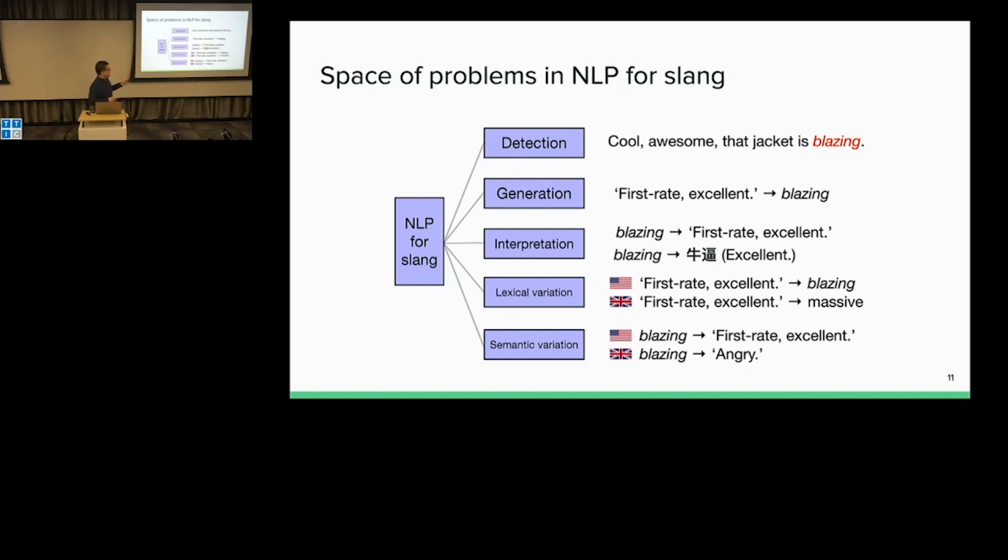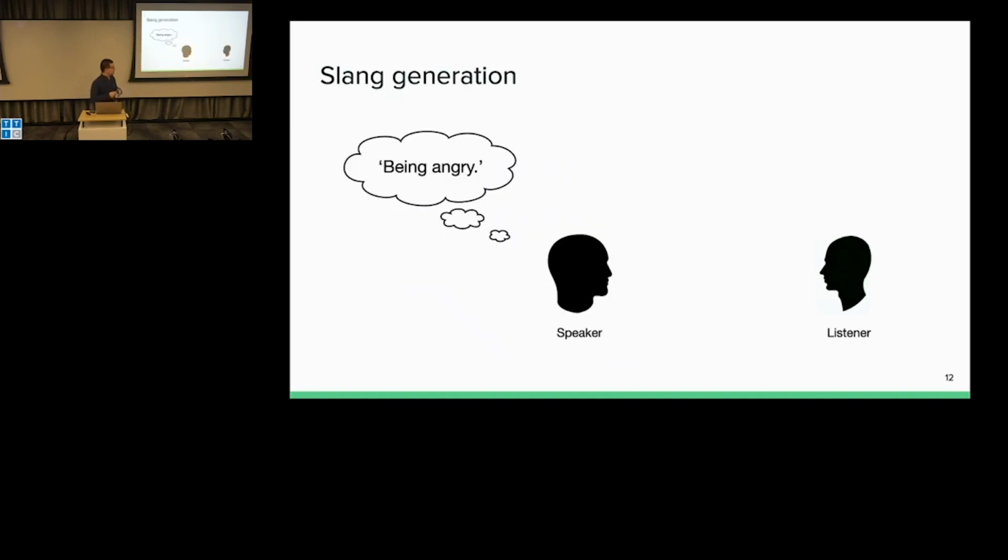And I'll show you how existing models can be augmented to do generation and interpretation, and how large language models can be used off the shelf to do detection and to figure out the variational aspect of slang. And so the first question I will talk about is slang generation.